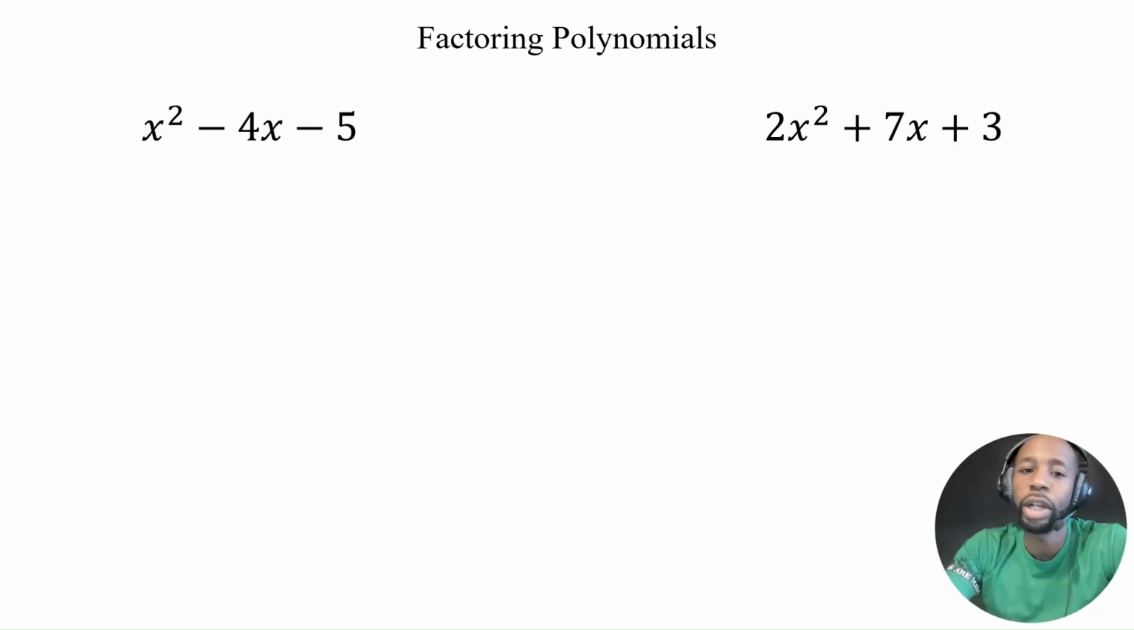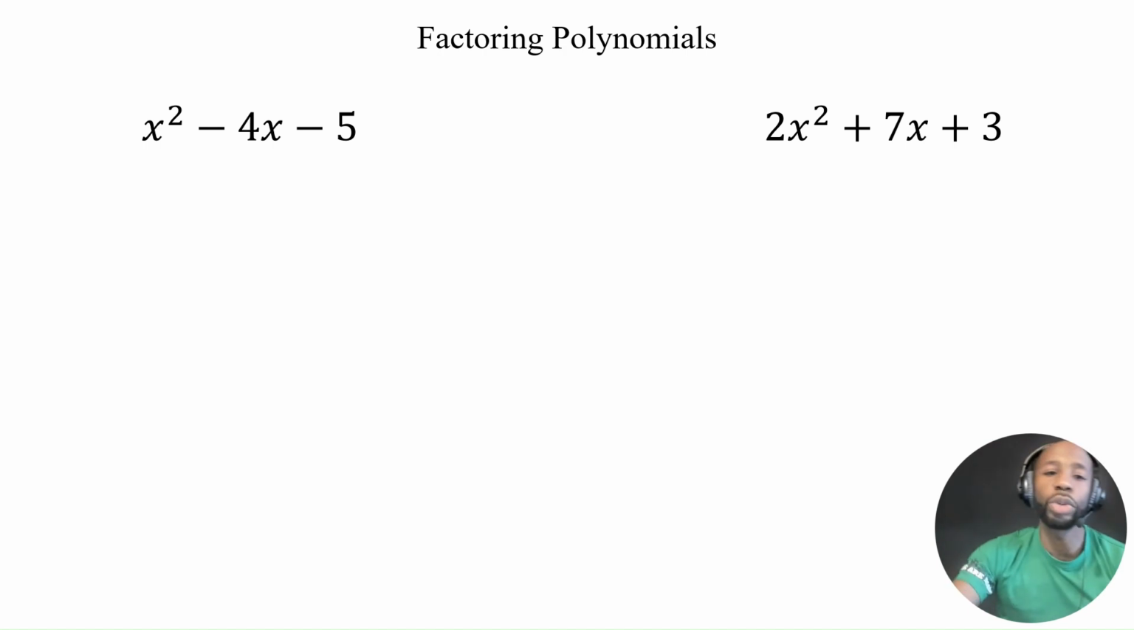So x squared minus 4x minus 5 is a polynomial because it has three terms. This is also a polynomial, 2x squared plus 7x plus 3. This is from a previous video that I made about the FOIL method. Now, we're going to factor these just like if you were to factor 35 into 5 times 7. We're going to factor these into two binomials. A binomial has two terms, okay?